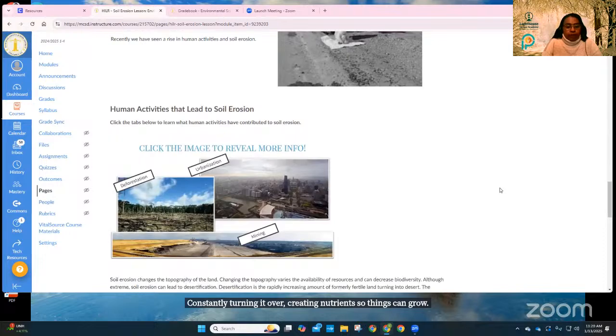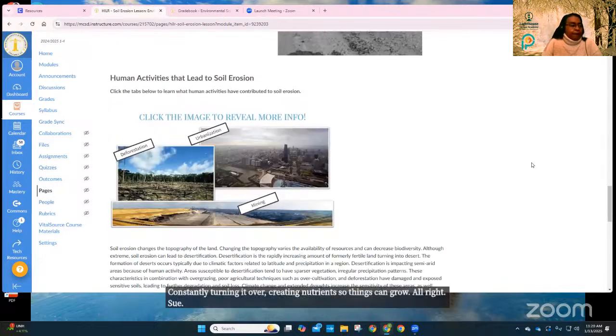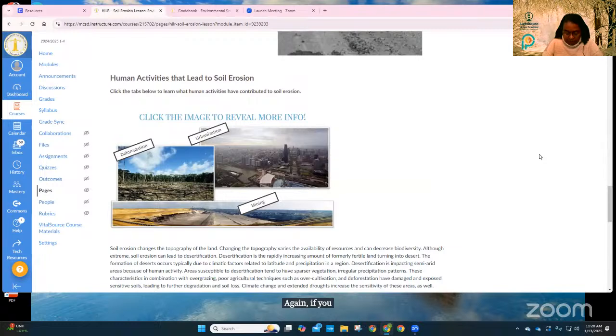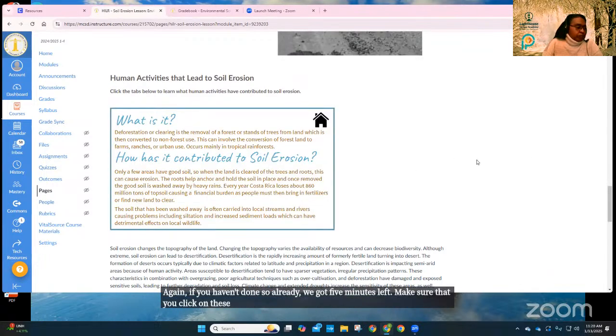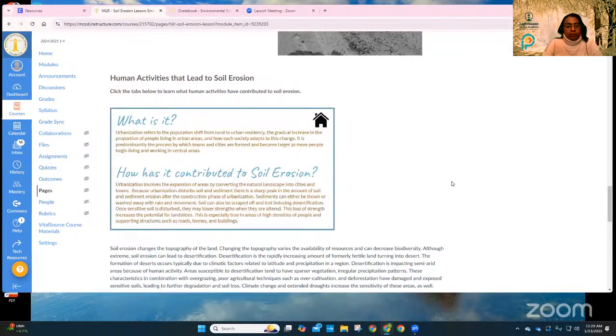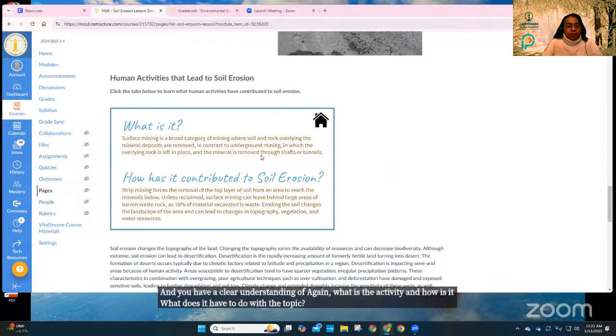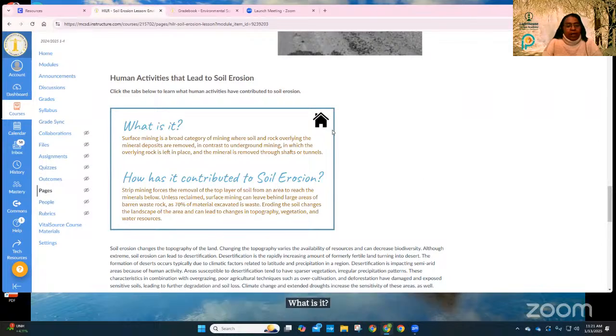All right, so again, if you haven't done so already, we got 5 minutes left. Make sure that you click on these and read each of these boxes. And have a clear understanding of what is the activity and what does it have to do with the topic? What is it and what does it have to do? And then how can we fix it?